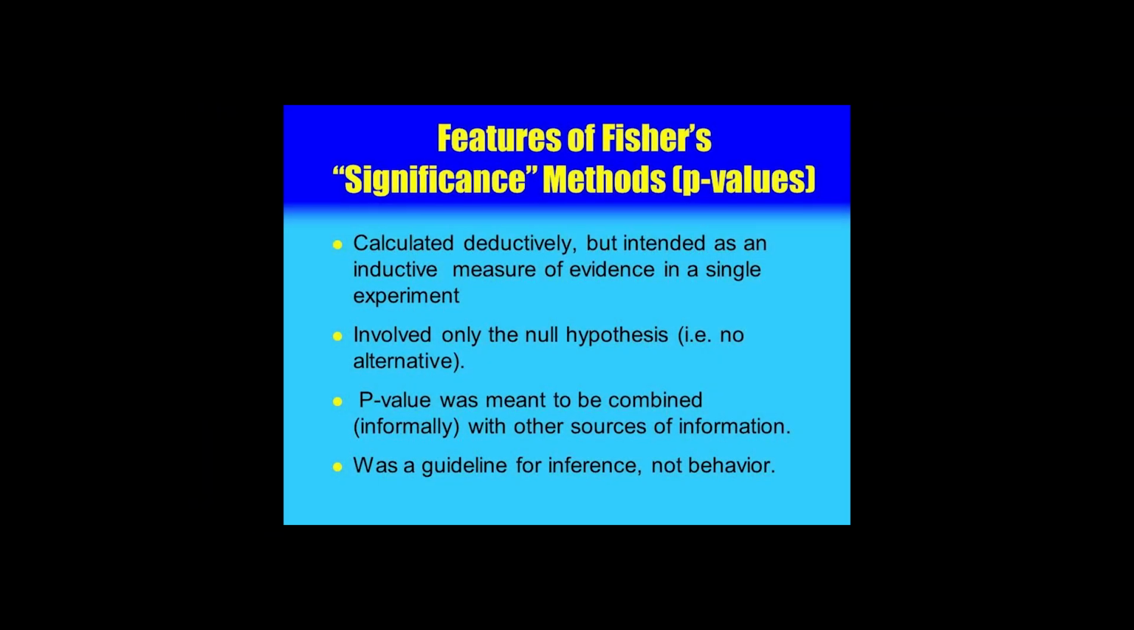Features of his methodology. The p-value was calculated deductively, but it was intended as an inductive measure of evidence in a single experiment. It involved only the null hypothesis. You will see how critical this is. It was meant to be informally combined with other sources of information. And you will note here that I haven't mentioned anything about rejection or acceptance or anything like that. It was a guideline for inference, not behavior. That is, it was part of a tool in the scientist's toolbox.